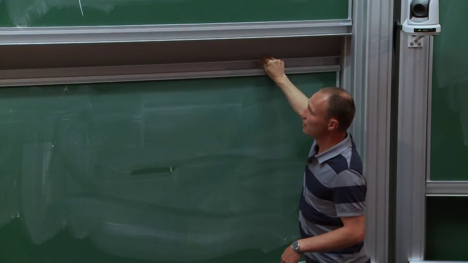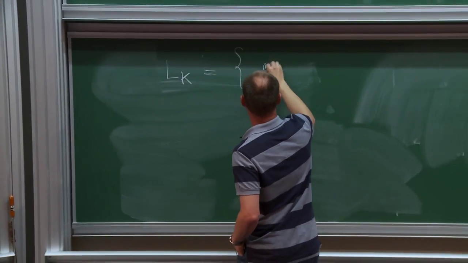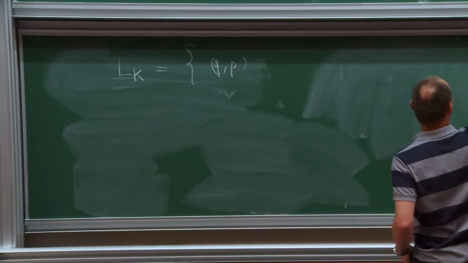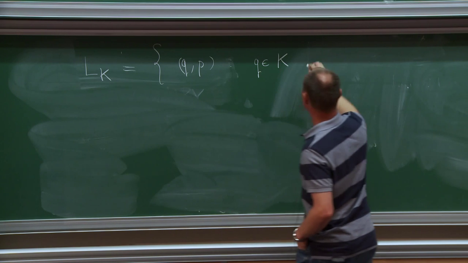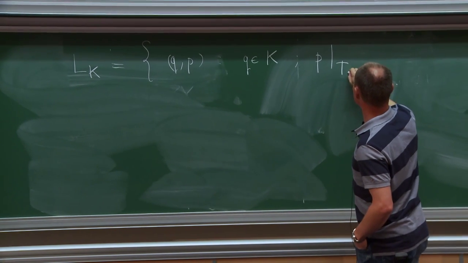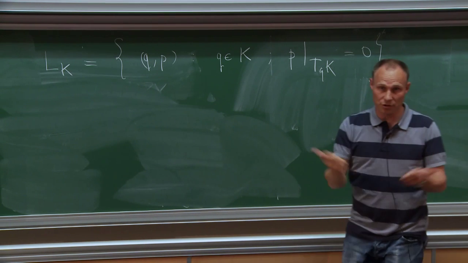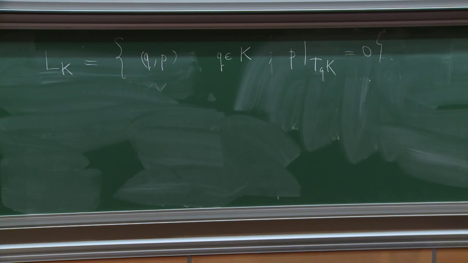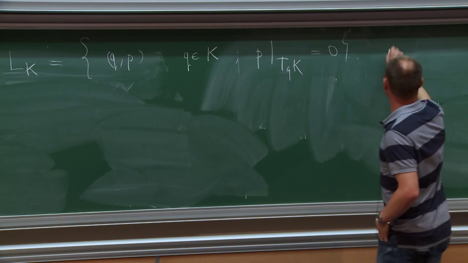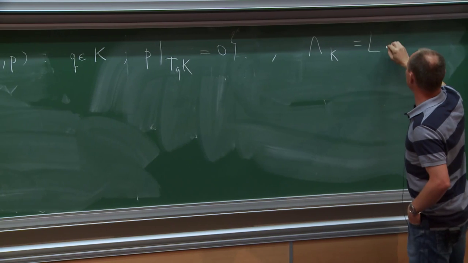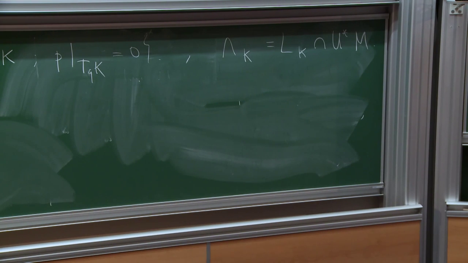So the Lagrangian conormal is the set of points in the cotangent bundle, where q is the coordinate along the base, and p is the corresponding fiber coordinate, so that q is in the submanifold, and p, when you restrict it to the tangent space at this q, is equal to zero. So it's exactly the normal vectors of K, but thought of as lying in the fiber direction. This is obviously a Lagrangian submanifold, and the Legendrian thing is just L_K intersected with, say, the unit cotangent bundle, where you fix a Riemannian metric. And that's a Legendrian submanifold.